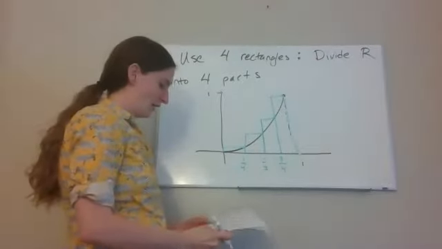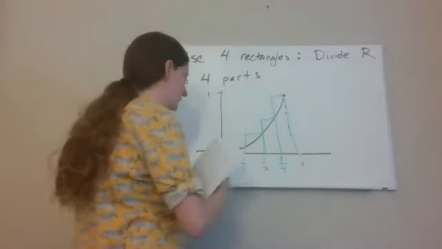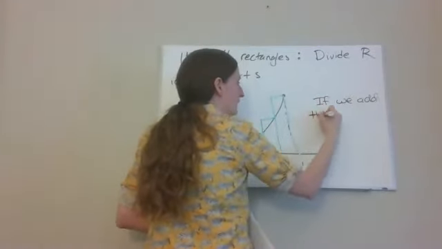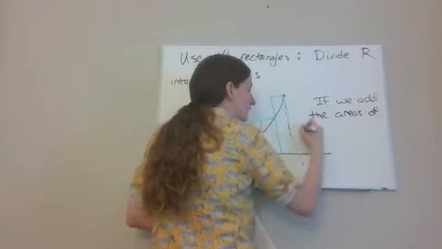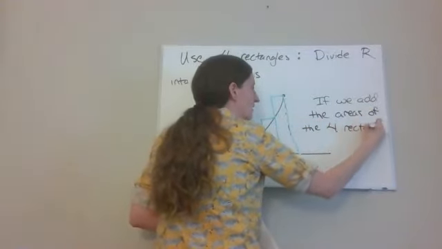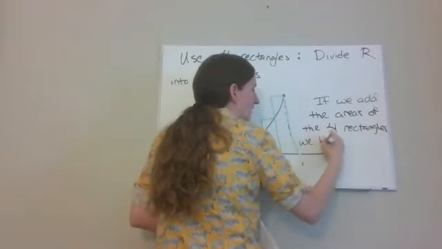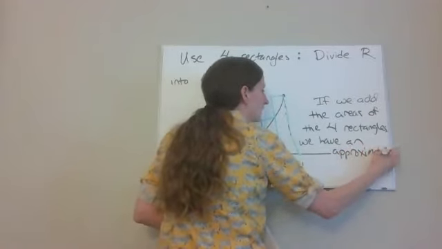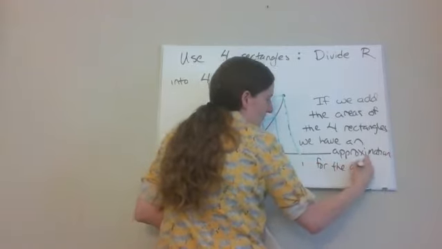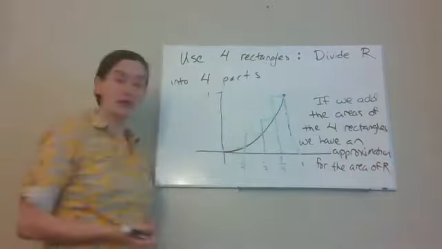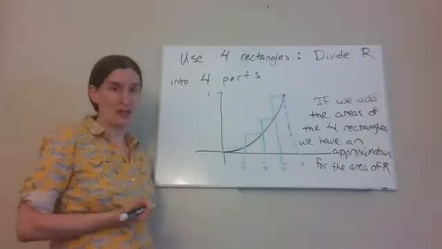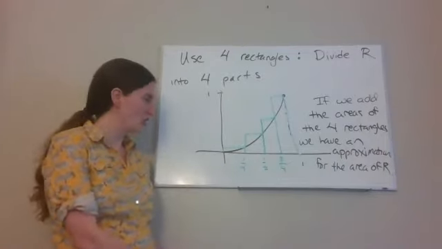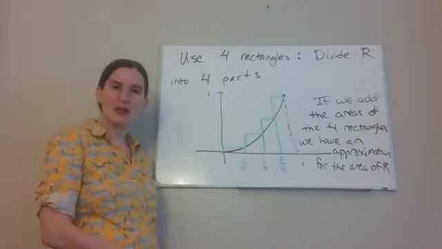And I can add up the areas of those rectangles. So if we add the areas of the 4 rectangles, we have an approximation for the area of R. It's not going to be a perfect estimation, and in fact, it's going to be an overestimation because all of my rectangles extend above the curve. But it will get us a pretty accurate representation. So how do I find the area of all of these rectangles?